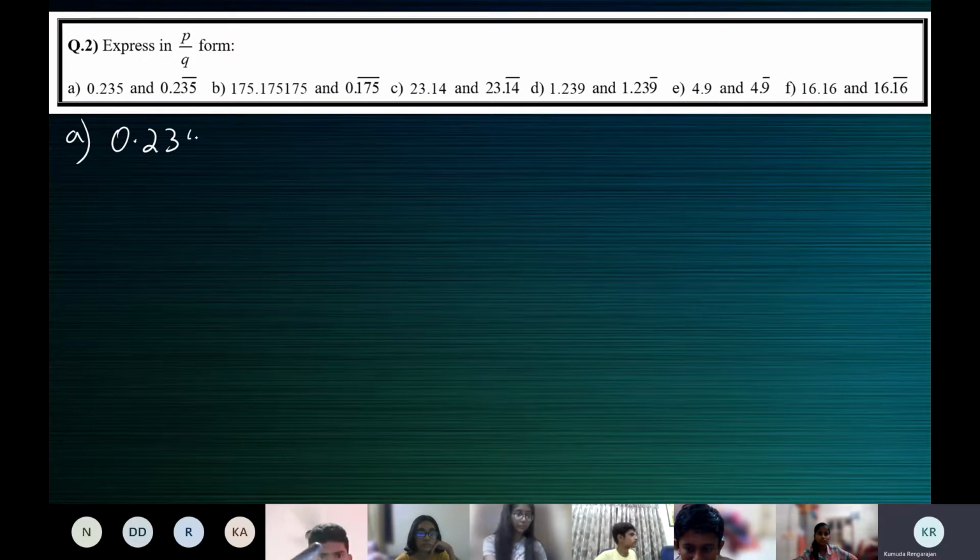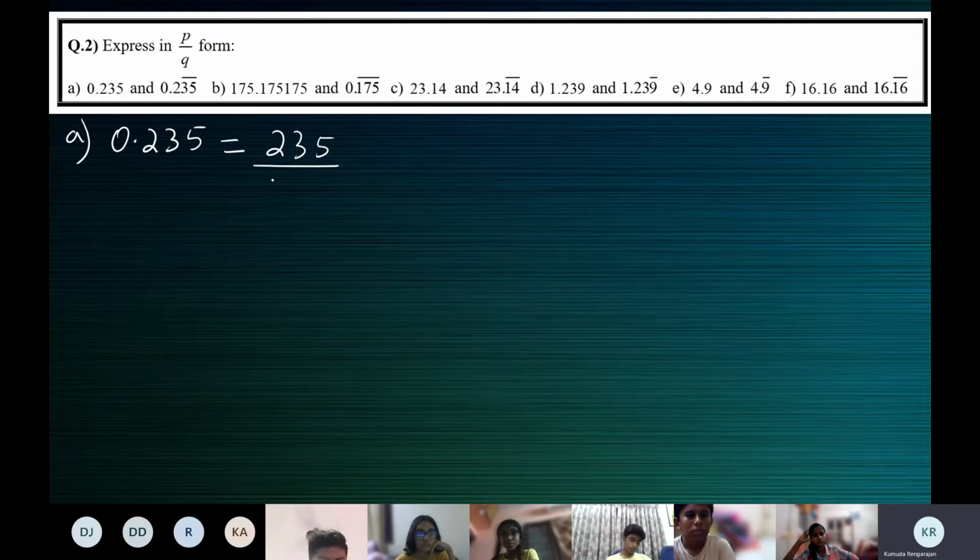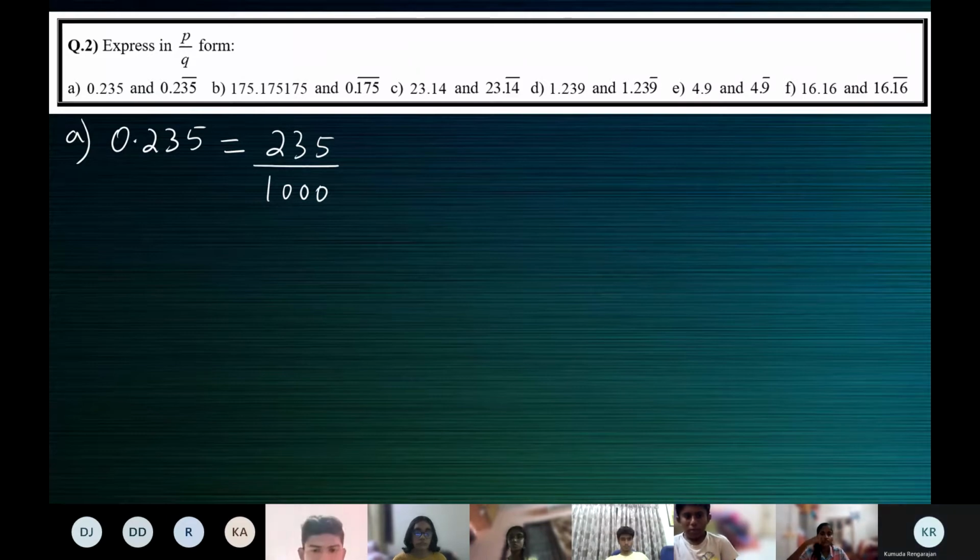So A, 0.235 is equal to, this we already know, 235 divided by 1 followed by 3 zeros. Isn't it, children? Yes, ma'am. 0.235 is 235 by 1000. This we already know. Now what should you do after this? Ma'am, we should simplify.